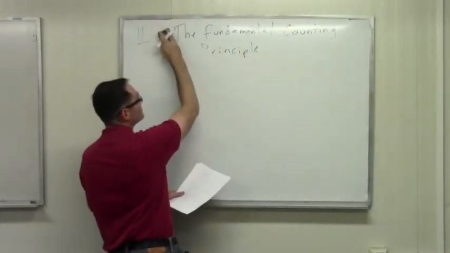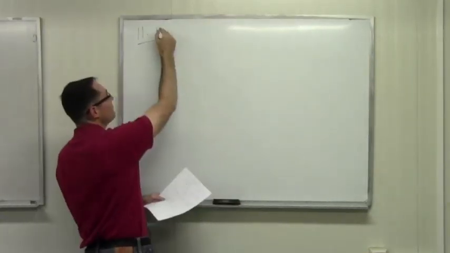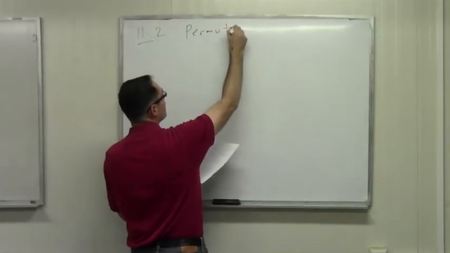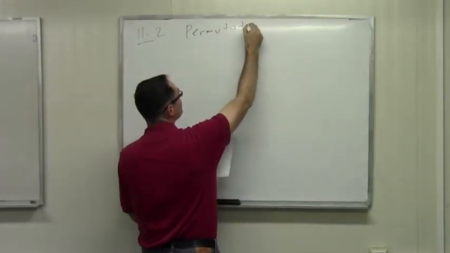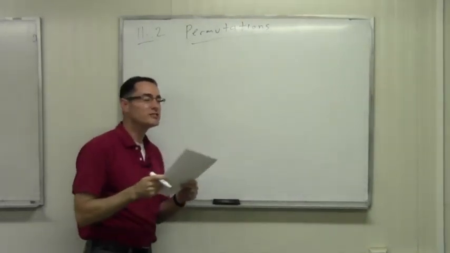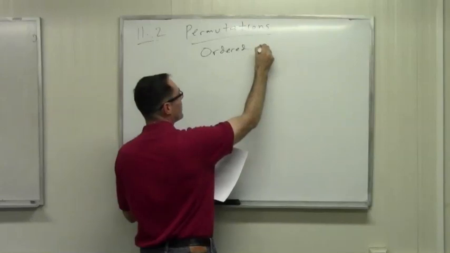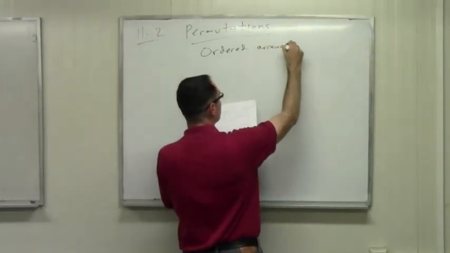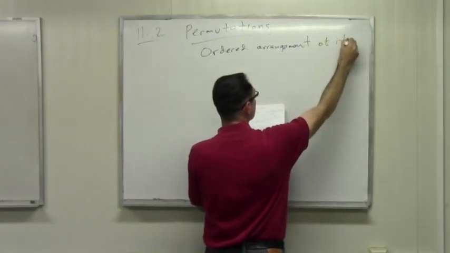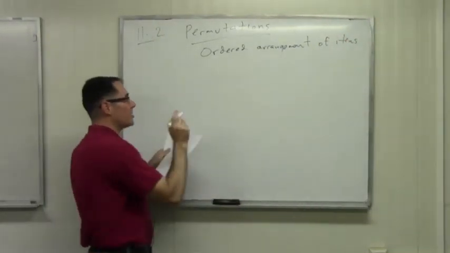The next little section, section 11.2, that was it for the counting principle, right? You've got to know a couple things on that. 11.2 is what we call permutations. It sounds gross, according to Nadia. No, these are not gross. These aren't that bad. A permutation is just an ordered arrangement of items.